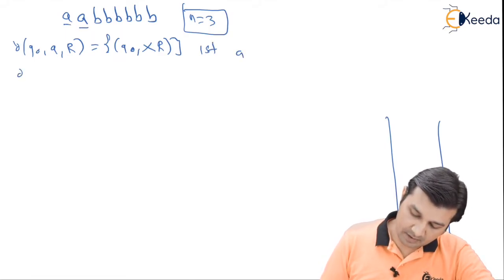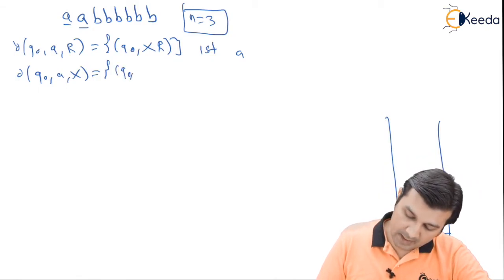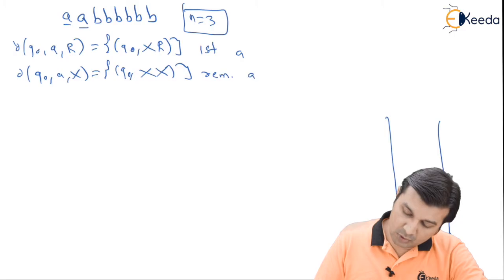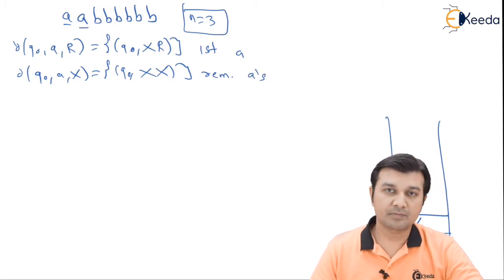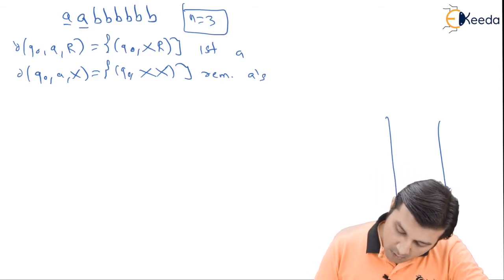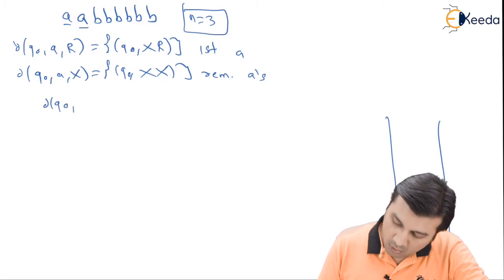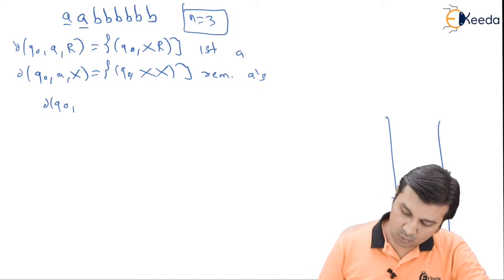Then my second A will come. When the second A comes, I am in Q0, input is A and the stack top is X. What is going to happen over here? I remain in Q0, over the X I push one more X, and now we know that this logic is going to work for all of the remaining A's. Going ahead, I am currently in state Q0, and with this I have 2 X's pushed over here.